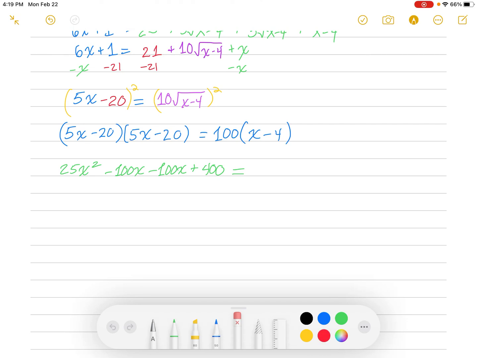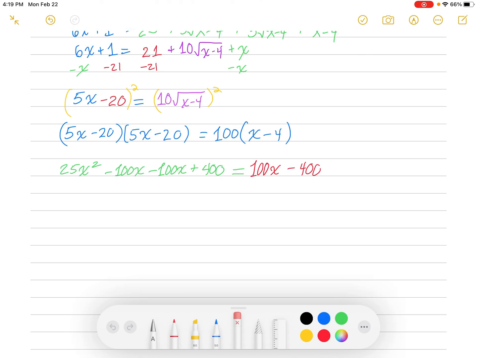On the right, we're going to distribute a little. We're going to take 100. 100 times x is 100x. 100 times minus 4 is minus 400. So this is obviously a quadratic equation.